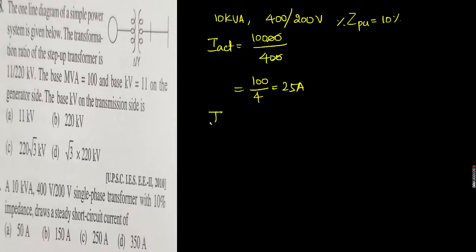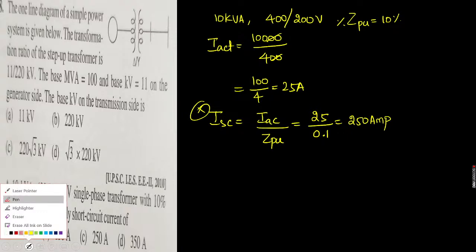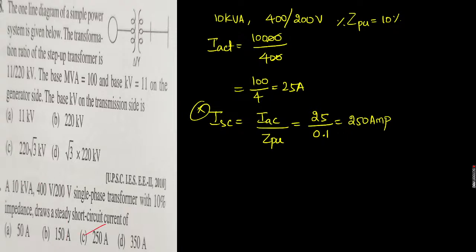Then to obtain the rated short circuit current, you have to divide the actual current by the per unit impedance. Not in percentage, you have to substitute the actual per unit impedance. Actual current is 25 divided by per unit impedance 0.1. Then also you will get the same 250 ampere. There will be no changes. Either you can follow the previous method or this one. First you have to understand, that's all. So what is the finalized conclusion here? In both cases we got the same answer. Correct answer is option C.